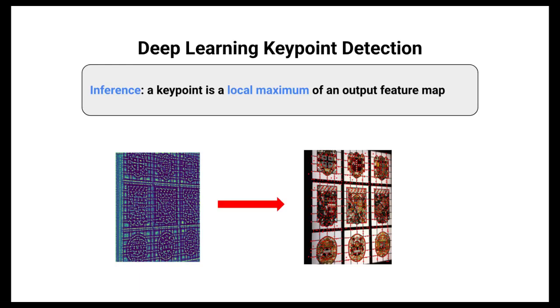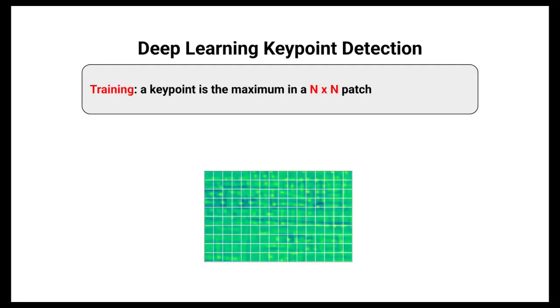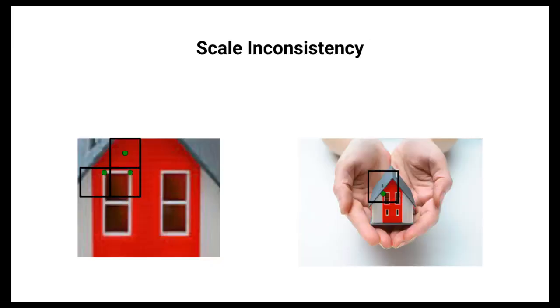The task is commonly addressed using deep learning and convolutional neural networks, which model key points as the local maxima of a scalar feature map at inference time, while the training phase requires relaxing the notion of local maxima in a suitable way for gradient-based optimization, usually by taking the maximum in each fixed size image patch. We point out that using fixed size image patches during training introduces a bias in the frequency of key points, leading to scale inconsistencies.